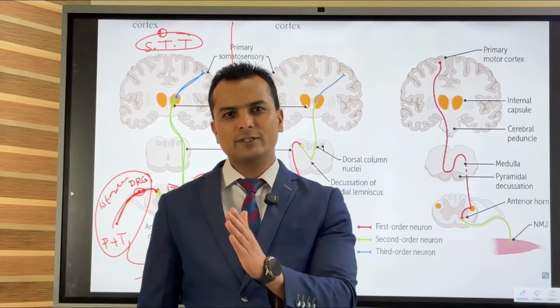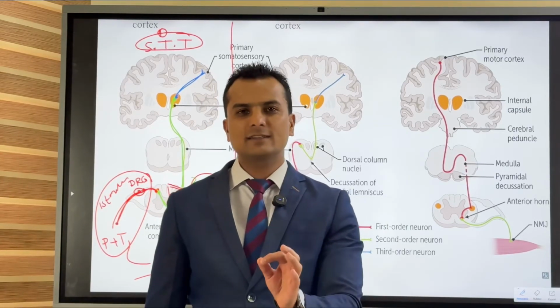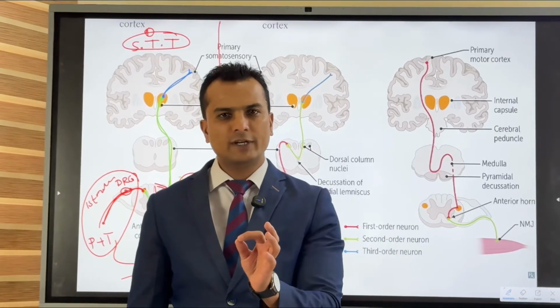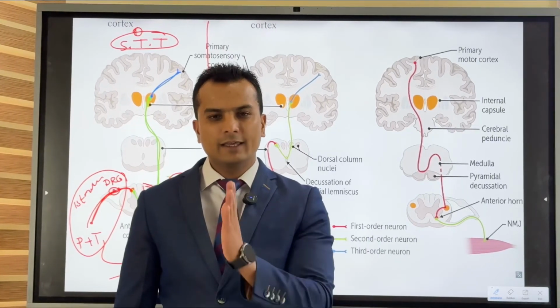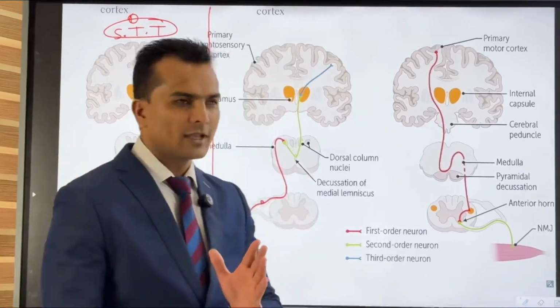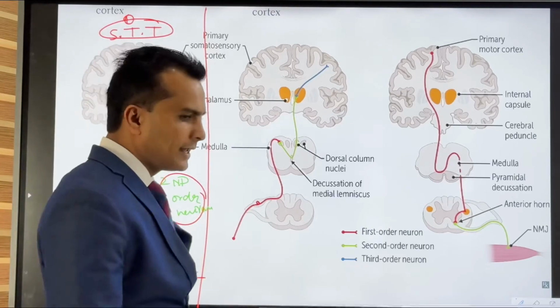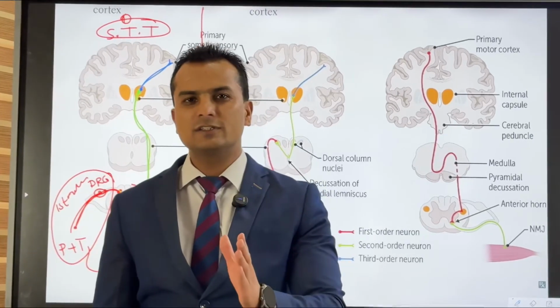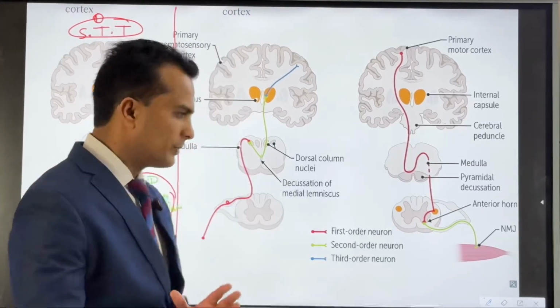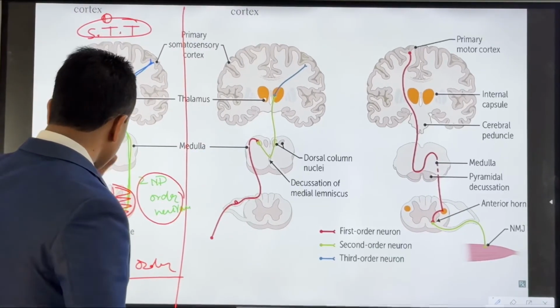So do understand, please, do write in your notes, highlight this part: with first order neuron injury of the spinothalamic tract, pain and temperature is lost ipsilateral. Second order neuron, pain and temperature is lost contralateral. Anywhere in the brainstem, this lemniscus injury, pain and temperature is lost contralateral. Do understand this. I hope your concept is now clear.